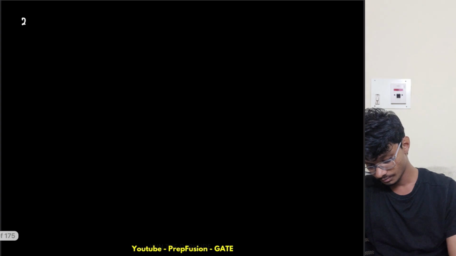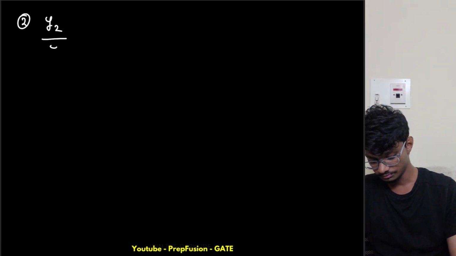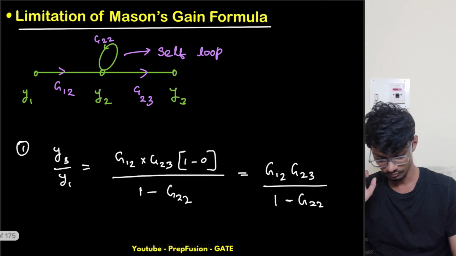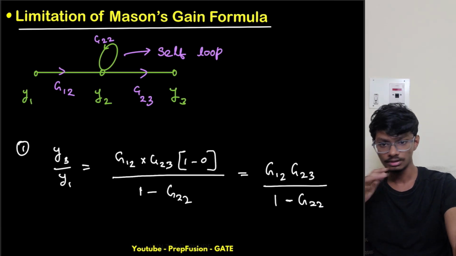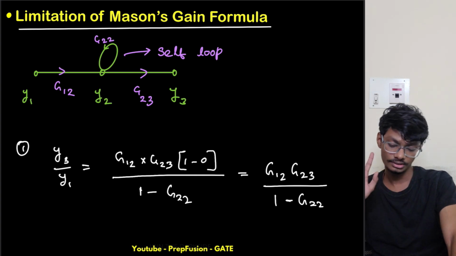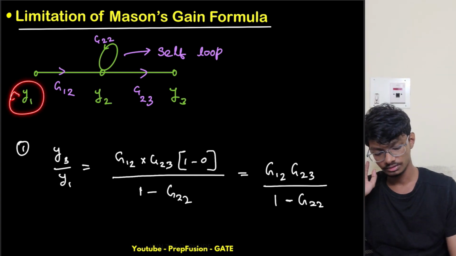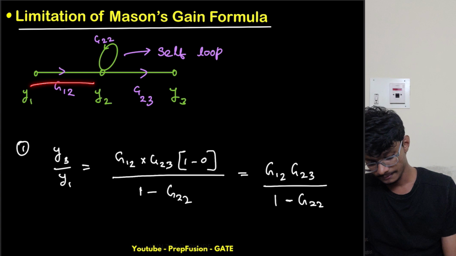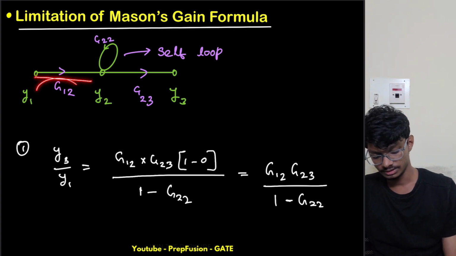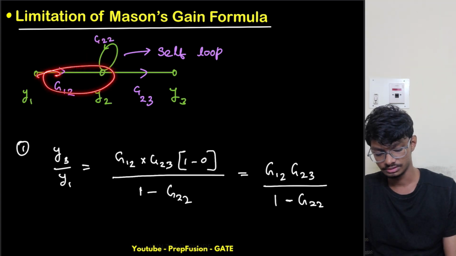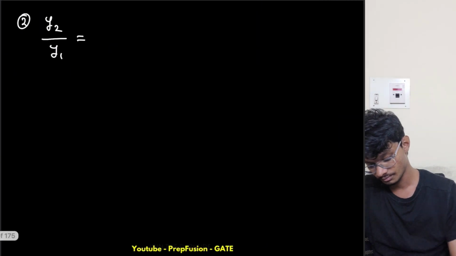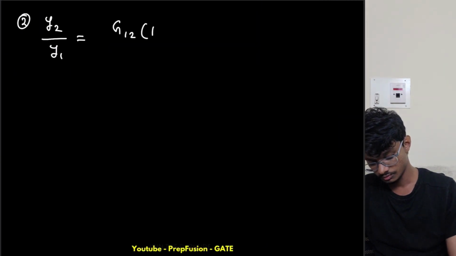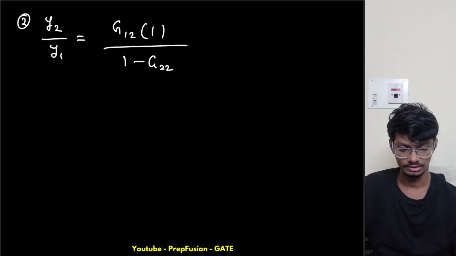Now let me write the second one, y2 upon y1, again using Mason's gain formula. Because the input is fixed, y1 only, I can take the output from anywhere, so that is not an issue. For y2 upon y1, we have only one forward path, G12, and again only one loop, which becomes floating if I remove the forward path. So it is G12 into 1 divided by 1 minus G22.